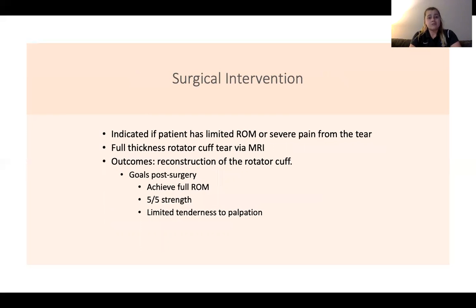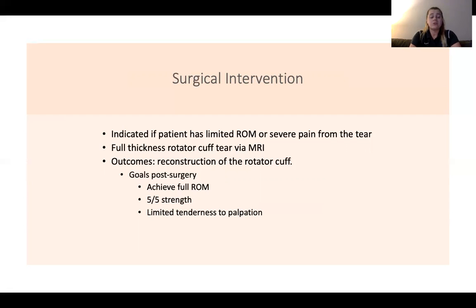So if it comes down to it, we've got to have some surgery. Some indications for surgery would be a patient has a limited range of motion or severe pain from the tear, or a full thickness rotator cuff tear verified through an MRI. Outcomes of the surgery are a successful reconstruction of the rotator cuff. Once that cuff tears and it's no longer functioning the way it should, you want to get it back to functioning the way it should.